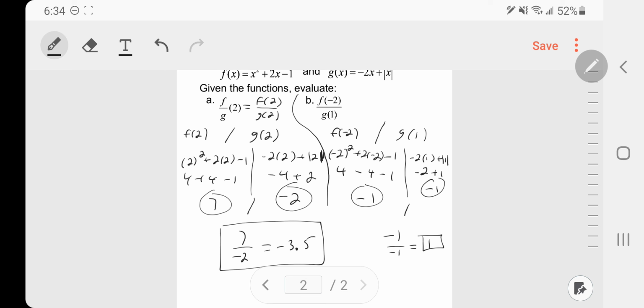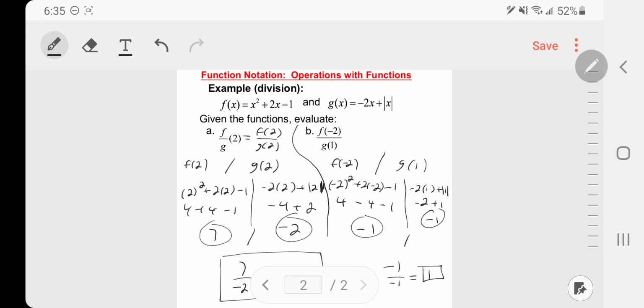Okay, so again, very similar here. You're finding each value of your input to figure out what the outputs are, and then you are applying whichever operation it's being asked here.